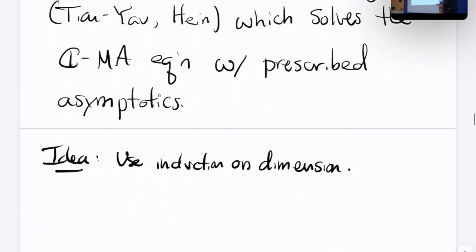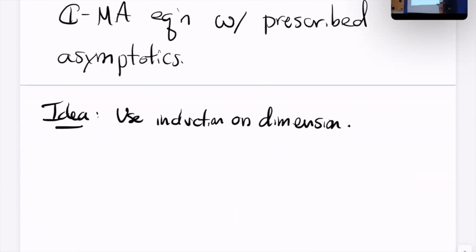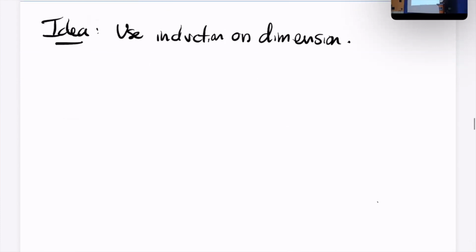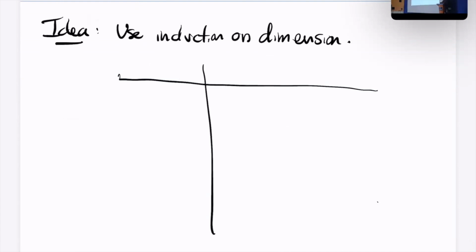So the idea is roughly speaking to use induction on dimension. Let me explain the picture a little bit. Let me just explain it in the case of 2 dimensions. So the local model here is you have 2 holomorphic coordinates, which cut out your divisors, D1 and D2.